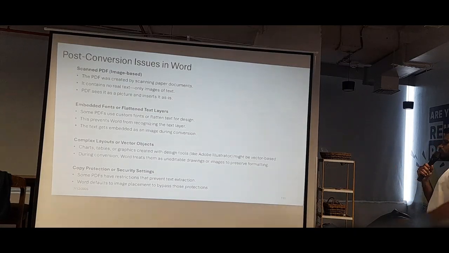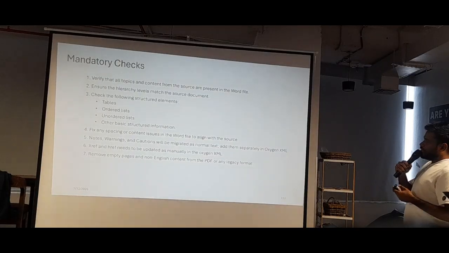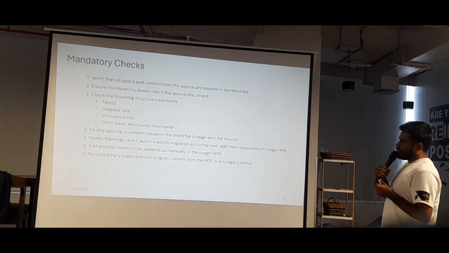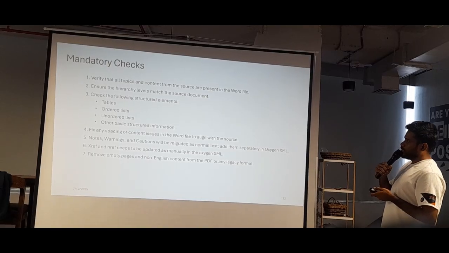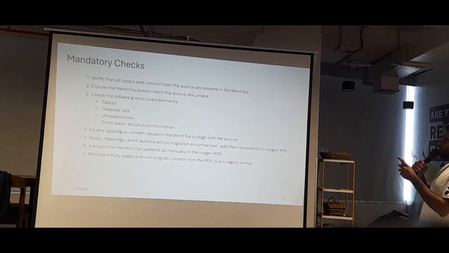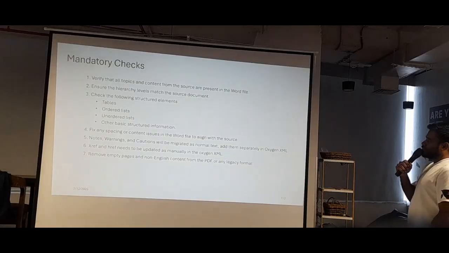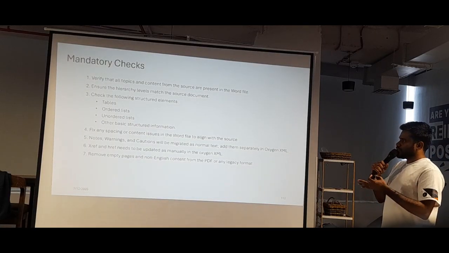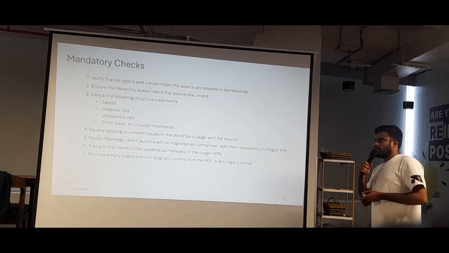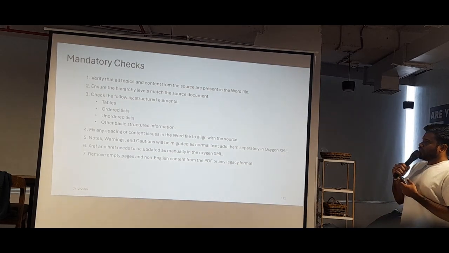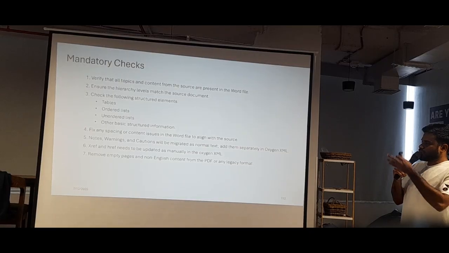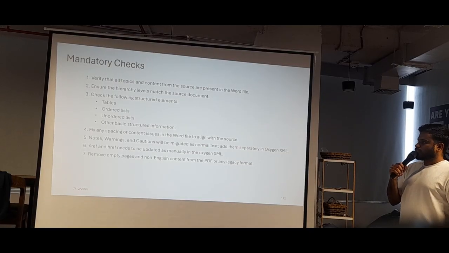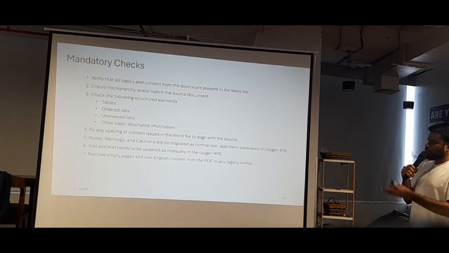In order to troubleshoot, you can do it in a very basic method. After conversion, in the Word file, we need to do some basic mandatory checks. For example, we have to verify that all the topics and the content from the source are present in the Word file or not. Ensure the hierarchy level is correct as per the source. And then the structural elements like tables, ordered lists and unordered lists, and other basic structured information are presented as expected. In rare cases, you may get a spacing issue or content issue that you have to fix in the Word file.